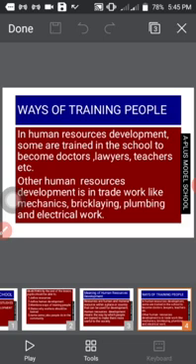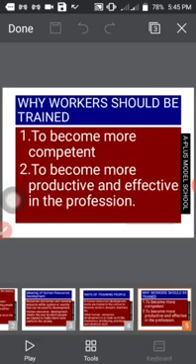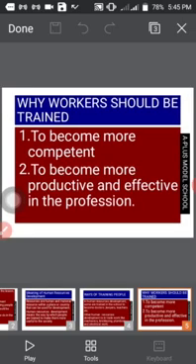Did you understand? Let's move to the next topic, which is why workers should be trained. One, to become more competent. People without training in a trade might have the idea of that trade, but once they are trained, they will become more competent.